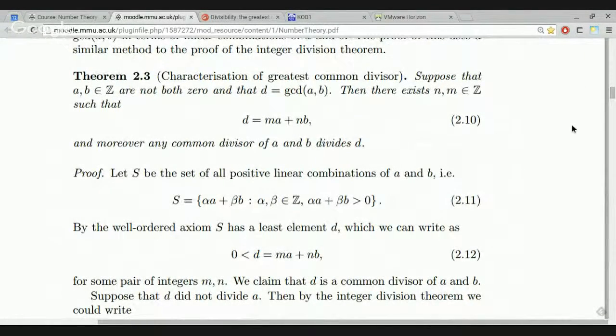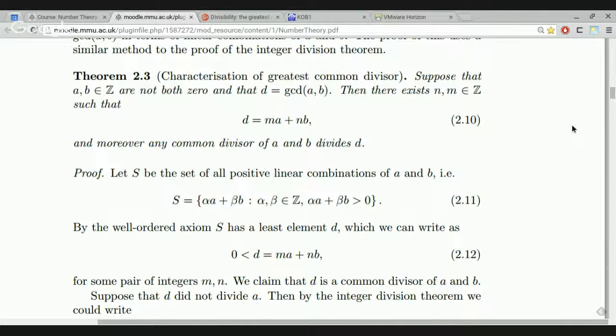This is the really interesting result. Okay. So this is the thing I was talking about, that the greatest common divisor of a pair of numbers can always be written as a linear combination of the two numbers. And we're going to talk through the proof of it here, and I think finish by looking at an application of it. So let's look at the proof.